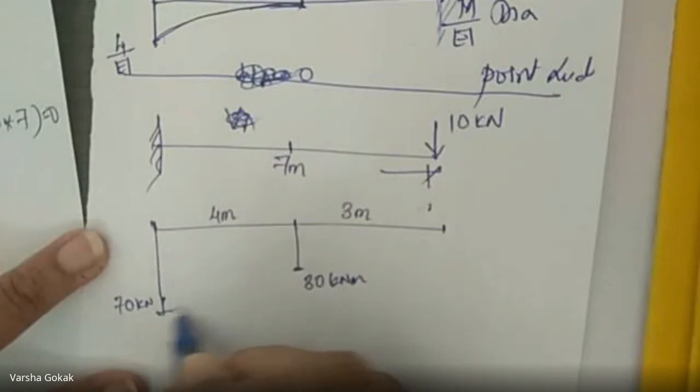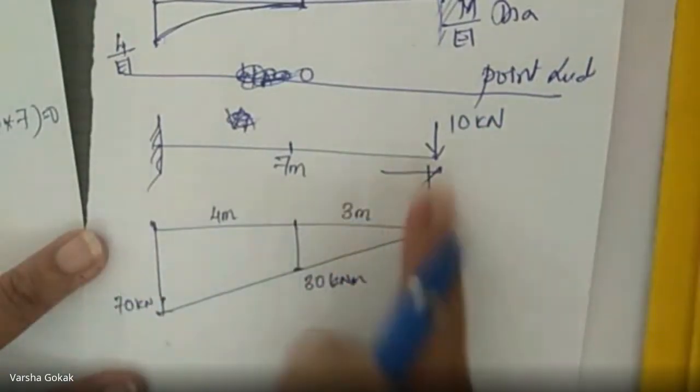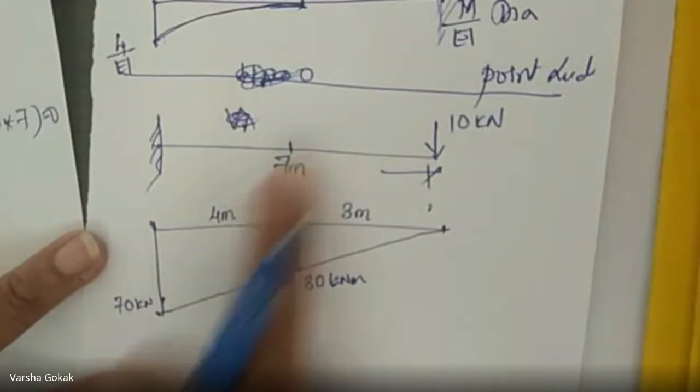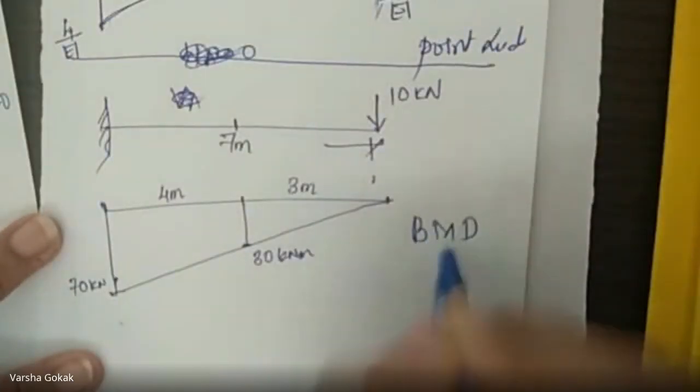And it is a triangle. It is a triangle like this, 0 to this straight line. 10 into 3, 30, 10 into total 7, 70 kilonewton meter. This is your bending moment diagram.